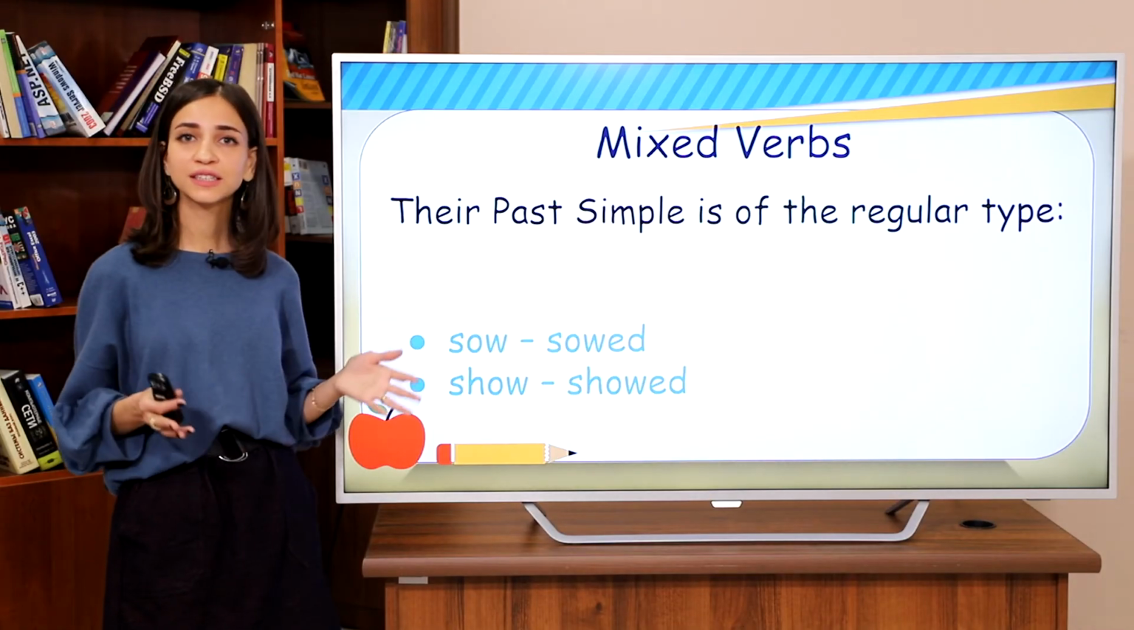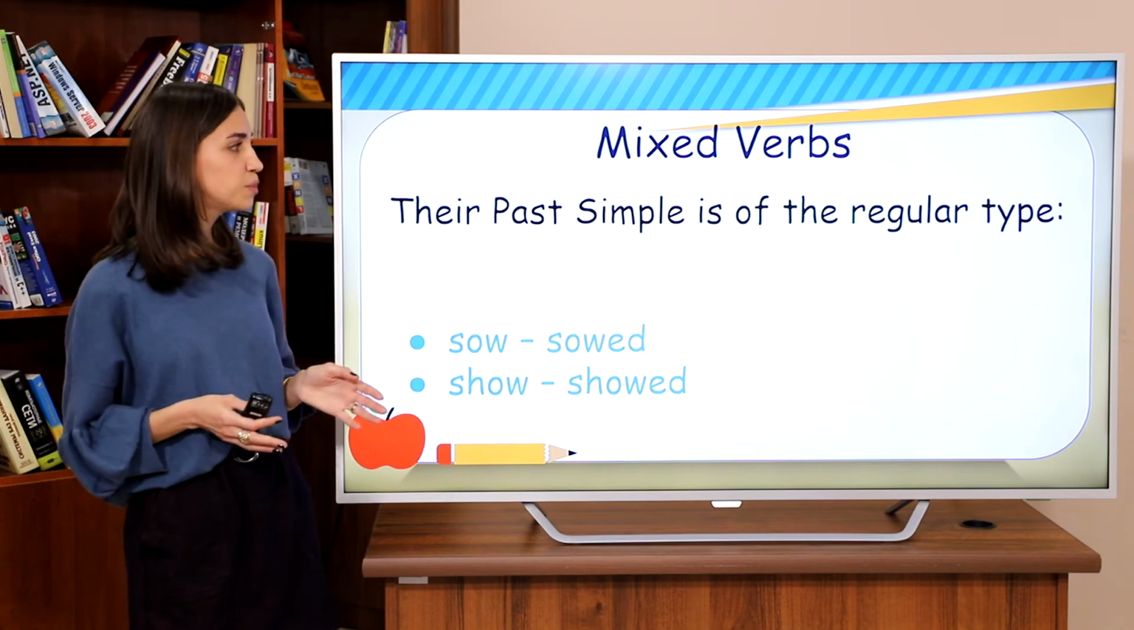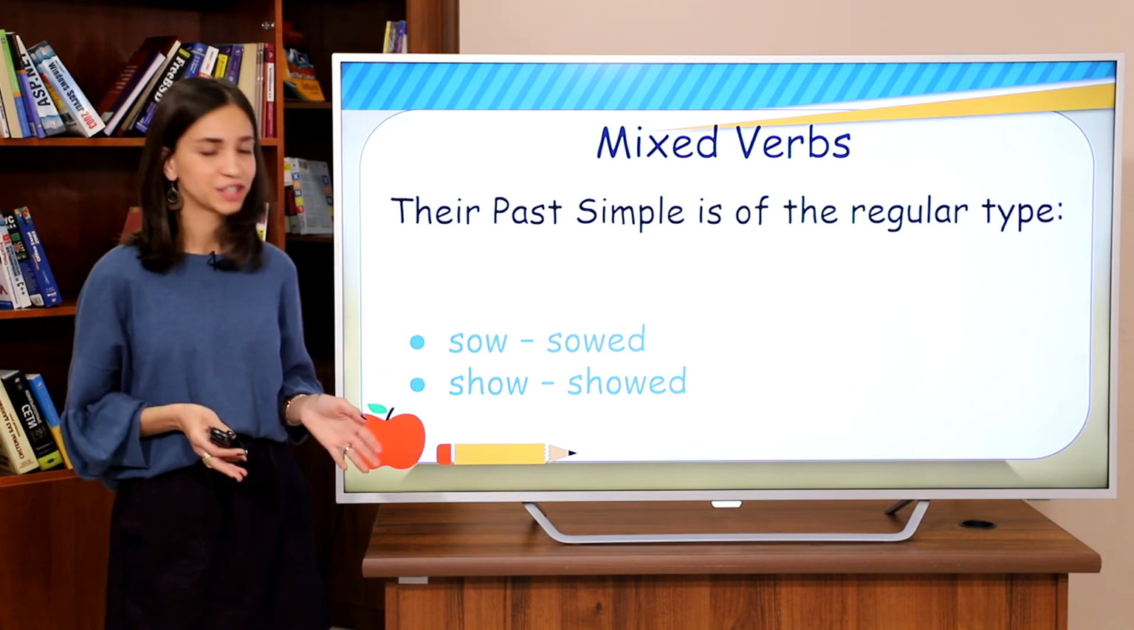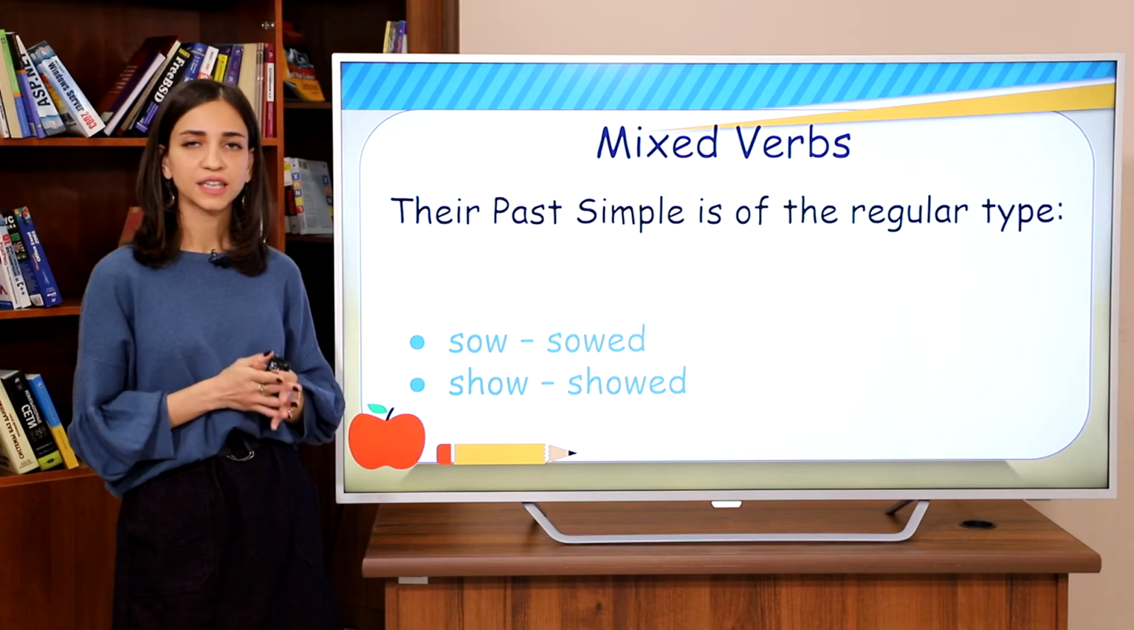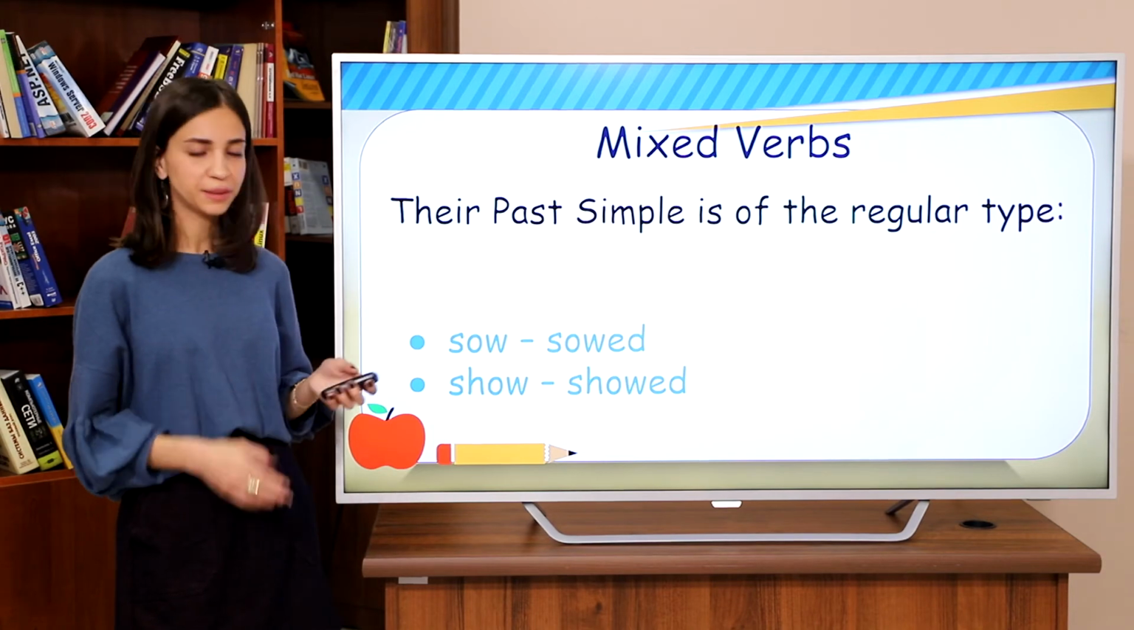So, now let's talk about mixed verbs. Their past simple is of the regular type. That is sew, sewed, show, showed, and etc. Այսպիսով խառը բայերը կազմում են իրենց անցյալ անորոշը կանոնավոր բայերի պես.